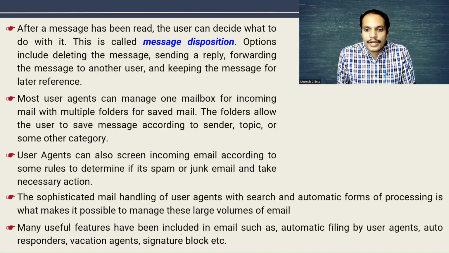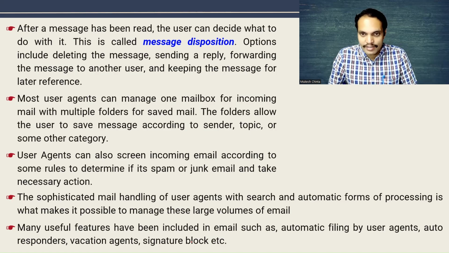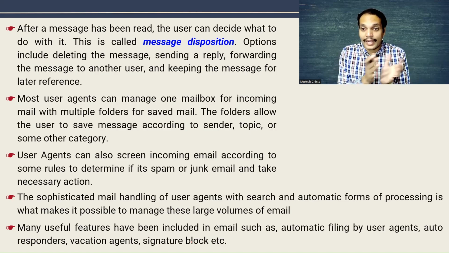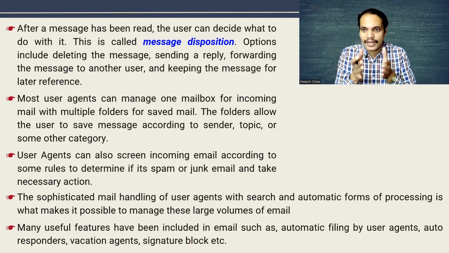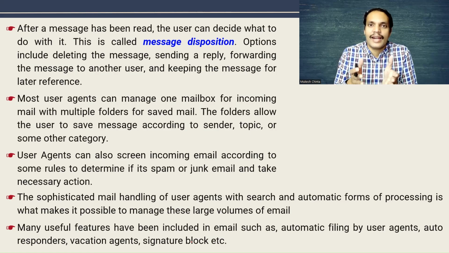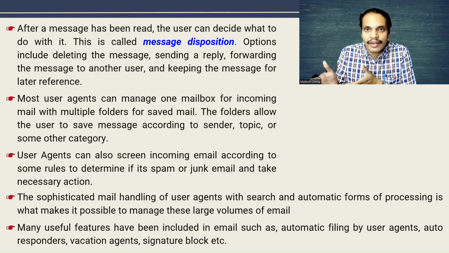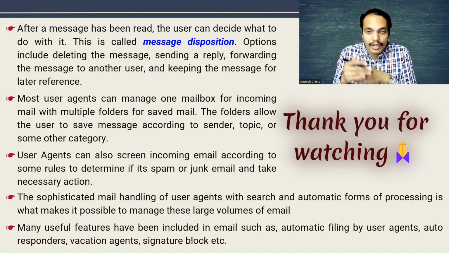Many useful features have been included in emails, such as automatic filing by the user agents, autoresponders, vacation agents, signature blocks, etc. So this is what a user agent does. As I told you, if you remember the architecture diagram properly, the first part is the mail submission. The first thing that you interact with is a user agent. The user agent is the one which allows you to create an email and then submit it for transfer, for delivery. Next part comes the MTAs.